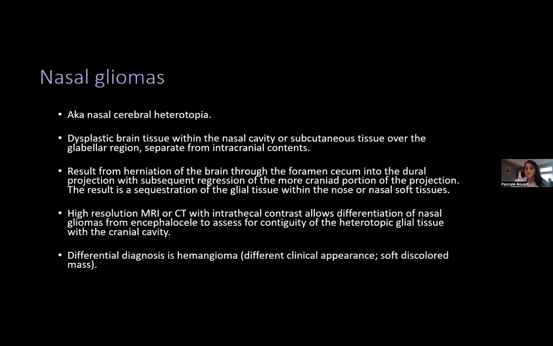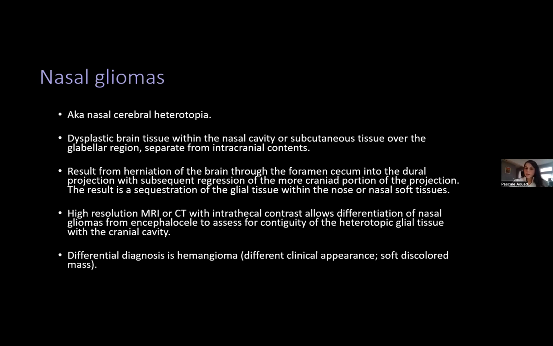Nasal gliomas would be better known as nasal cerebral heterotopia. It forms like a dysplastic brain tissue within the nasal cavity or subcutaneous tissues over the glabellar region. And it's going to be separate from the intracranial contents as opposed to the encephalocele.